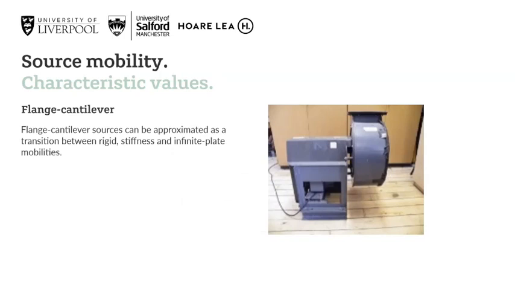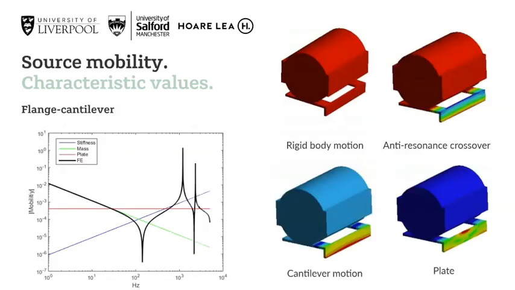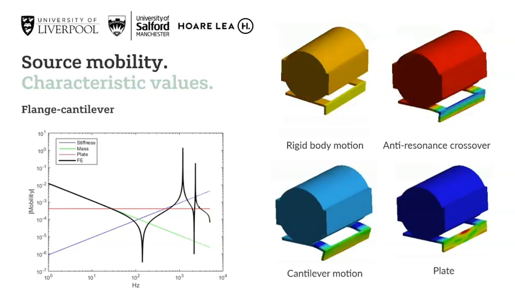Moving on, we'll now look at flanged cantilever structures, which seemingly increases complexity compared to our previous examples. What we will see, however, is that flanged cantilever sources can be approximated as a transition between rigid, stiffness and infinite plate mobilities. So let's develop this and compare another simulation to our simple analytical models.